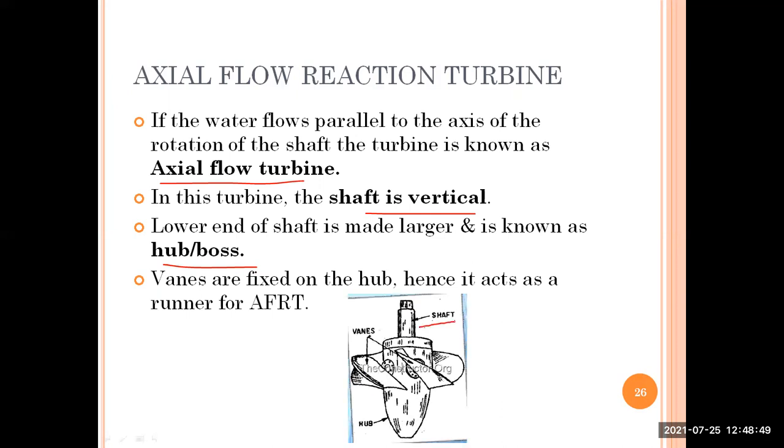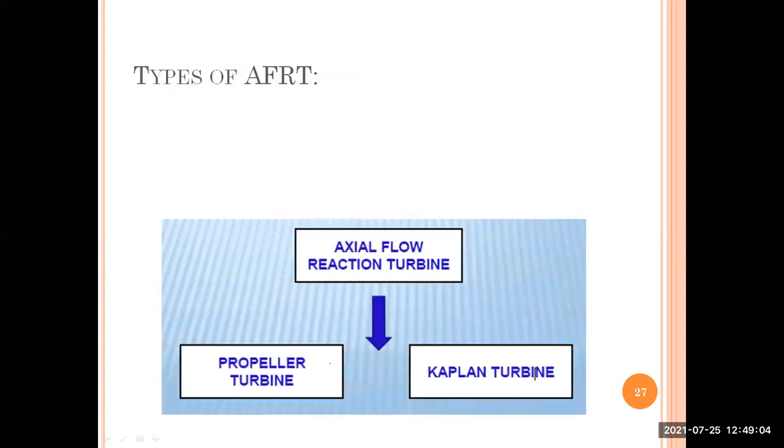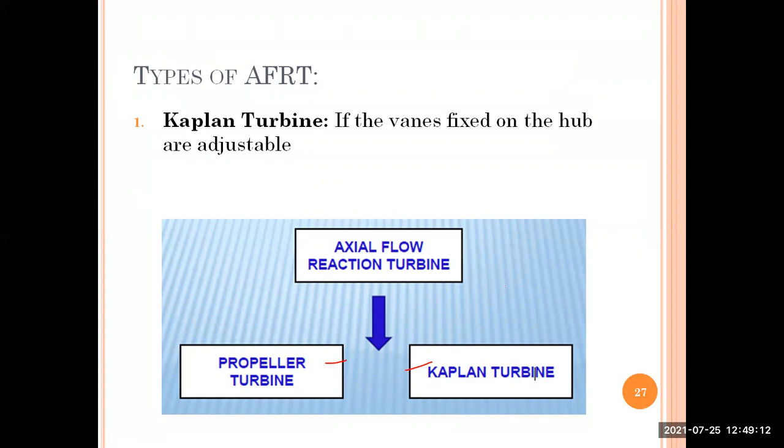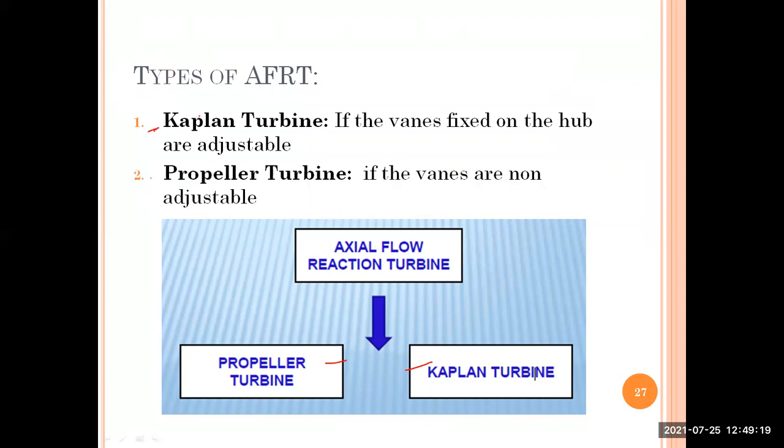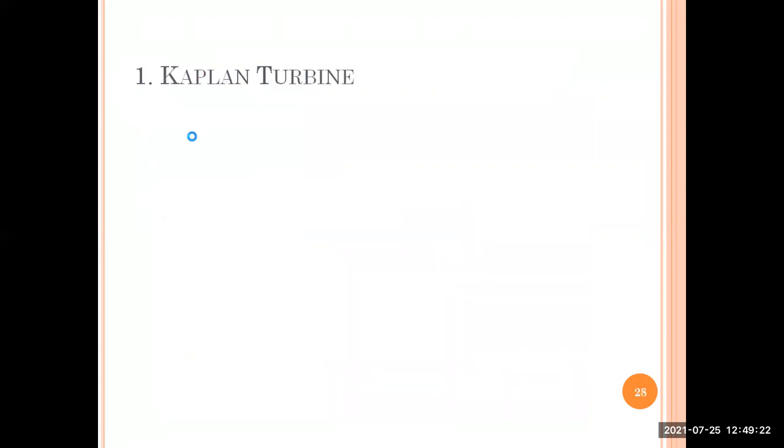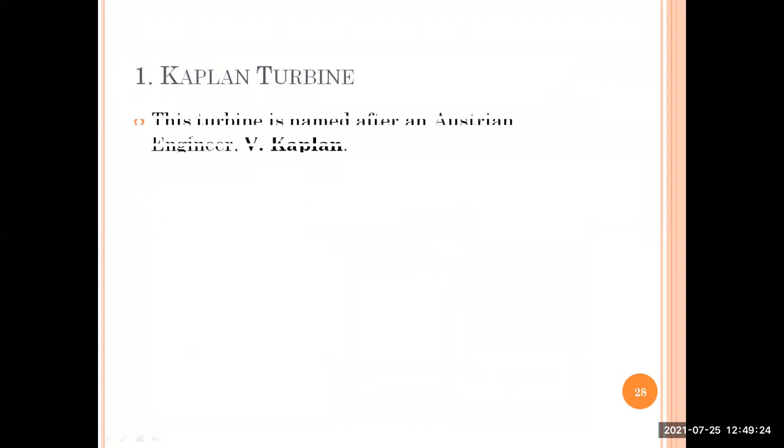You can see here, this is a shaft which is vertical, and the lower portion of the shaft is made larger, which is called the hub. On the hub you have vanes, so that is why this hub will act as a runner. Coming to the types of axial flow reaction turbine, we have two types, that is the propeller and Kaplan turbine. If the vanes fixed on the hub are adjustable, then that is called the Kaplan turbine. If the vanes are non-adjustable, that is called a propeller turbine.